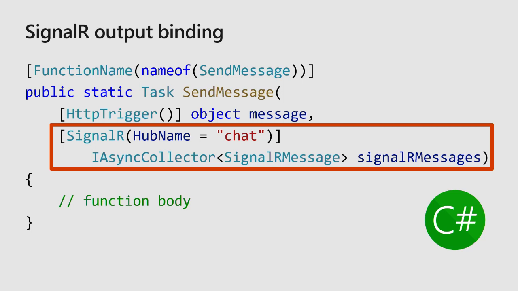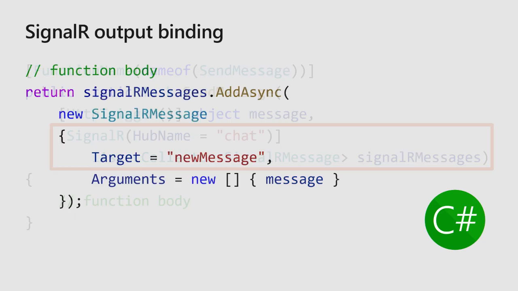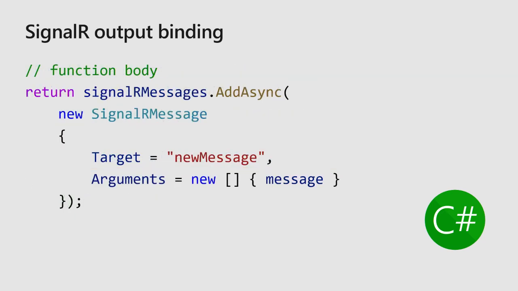And again, now we're in C#, pretty much exactly the same thing. You can take in an IAsyncCollector, and to send messages from within the function, you just add one or more SignalR message objects to the IAsyncCollector. And again, you can specify what methods to call and the arguments.